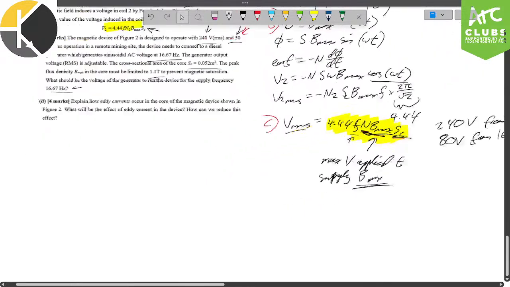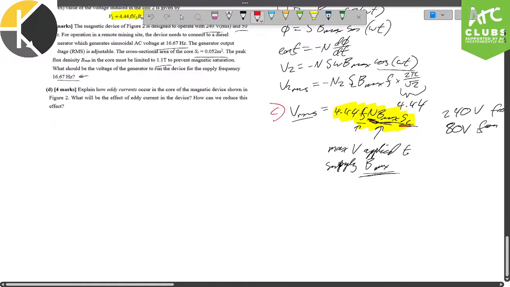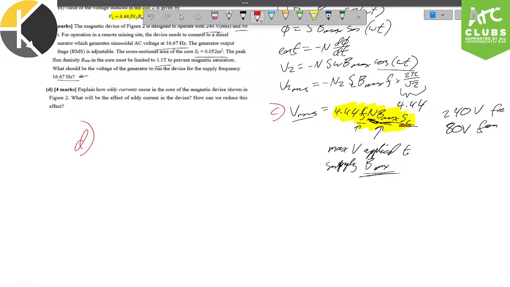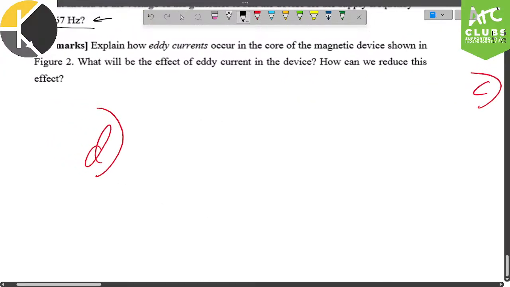Which is rather goofy. Now, standard year 12 question. How do eddy currents occur in the core of magnetic devices? We love this question, don't we? Okay, so explain how eddy currents occur.